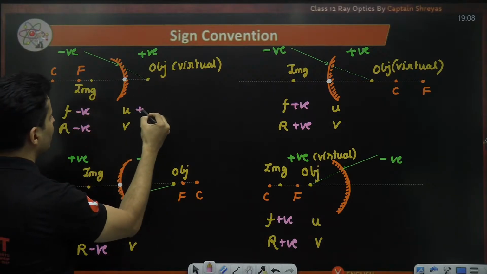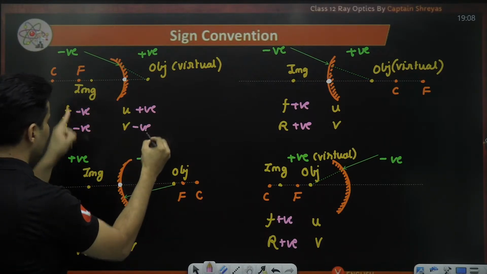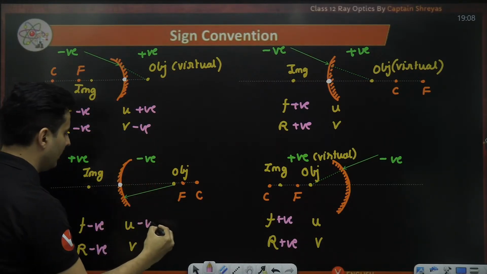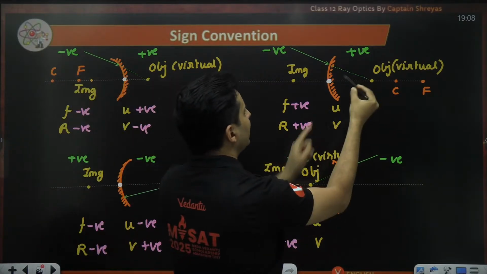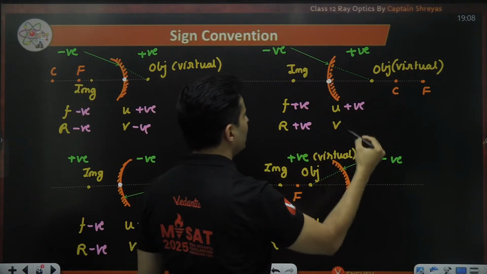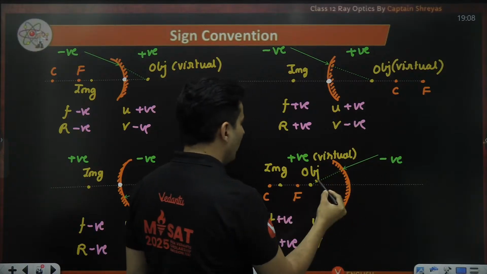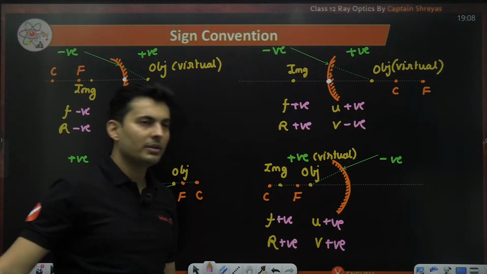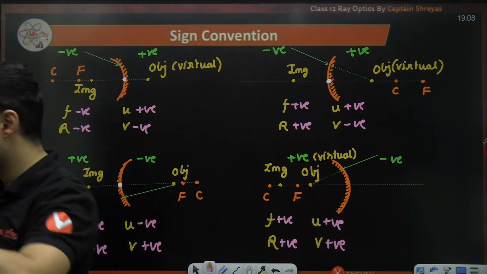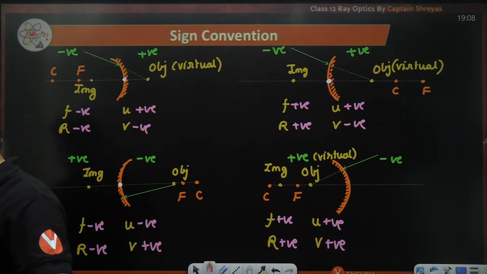Last thing, object distance and image distance. Object is on the positive side, image is on the negative side. Object is on the negative side, image is on the positive side. Object is on the positive side, image is on the negative side. Object and image both are on the positive side. That's how you solve the question. I think after this, there cannot be any doubt for anyone.